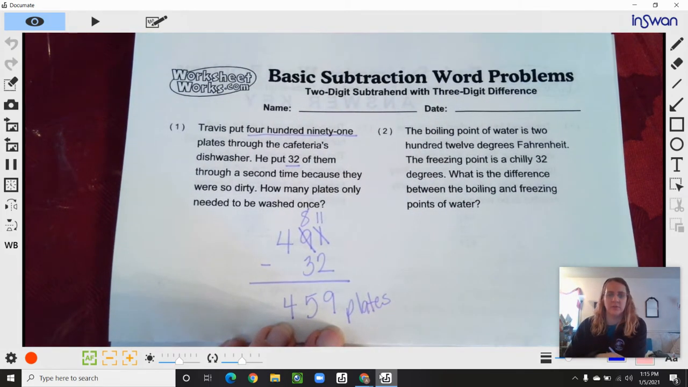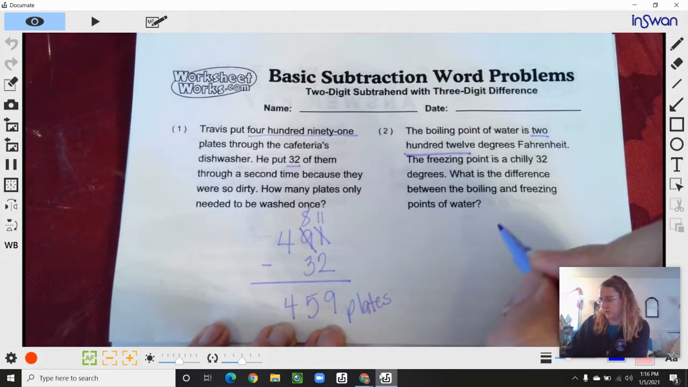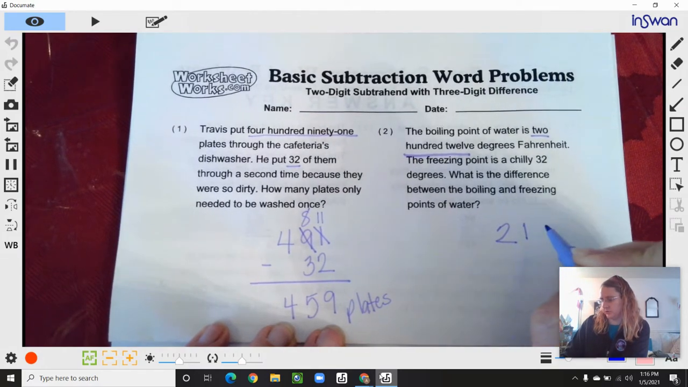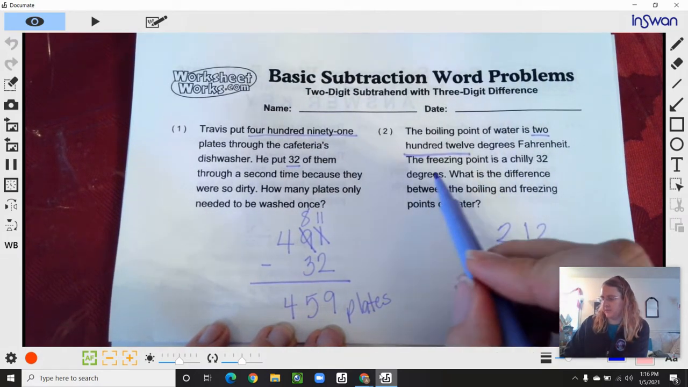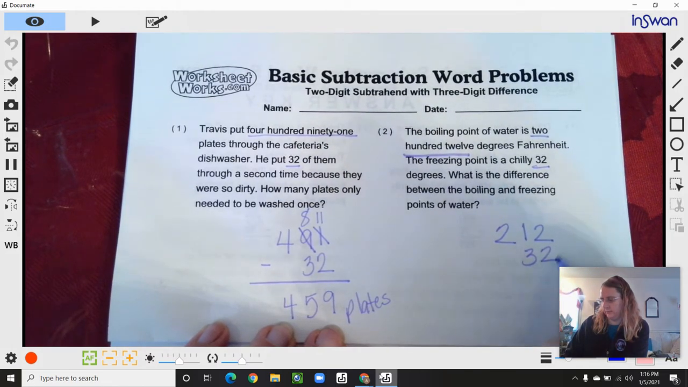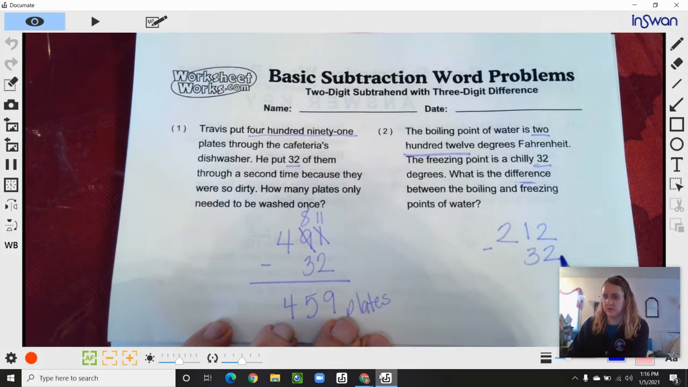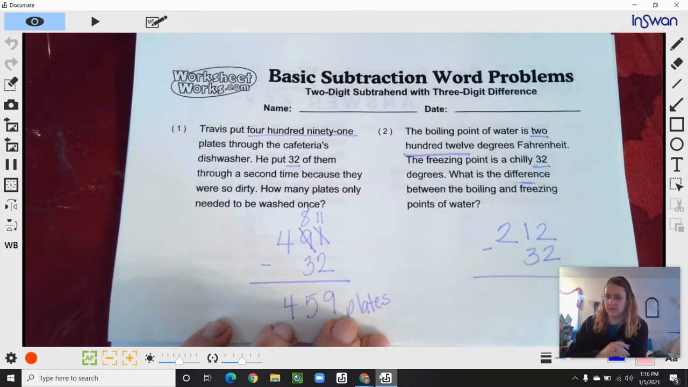Good. Number 2. The boiling point of water is 212 degrees Fahrenheit. The freezing point is a chilly 32 degrees. What is the difference between the boiling and freezing points of water? So again, I'm going to find my two numbers, 212. The freezing point is 32. I'm subtracting because it says what is the difference. Difference lets me know I'm subtracting. So I put my takeaway sign.